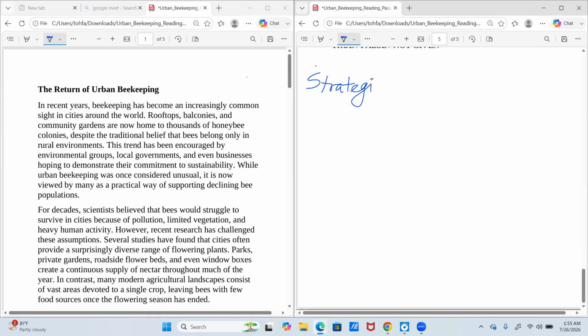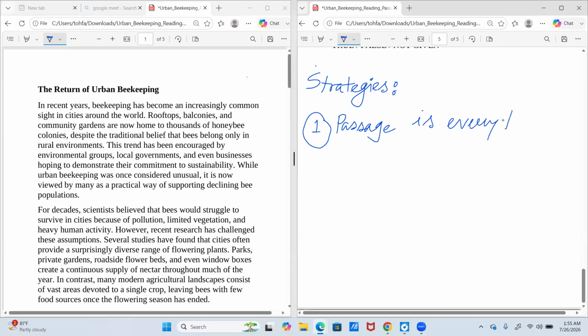Strategies. In all the reading modules, we must look at our passage and we must answer according to our passage. We must keep in mind whatever our passage says. So, passage is everything. Then, the second thing would be, do not assume answers, because we will be answering according to our passage.